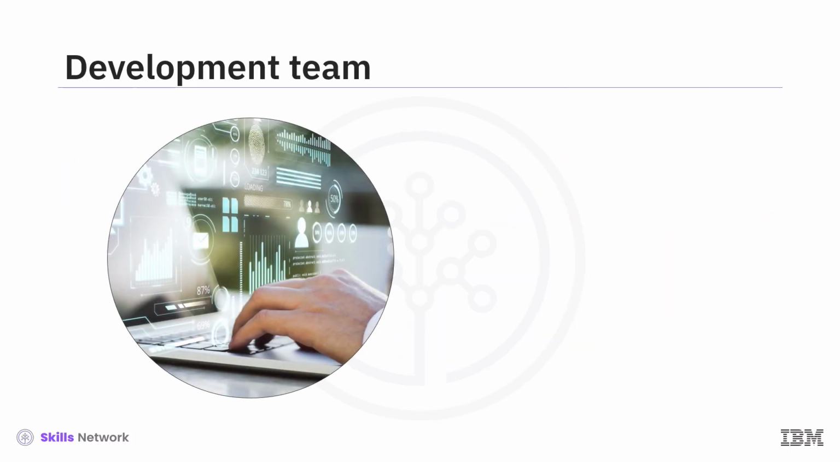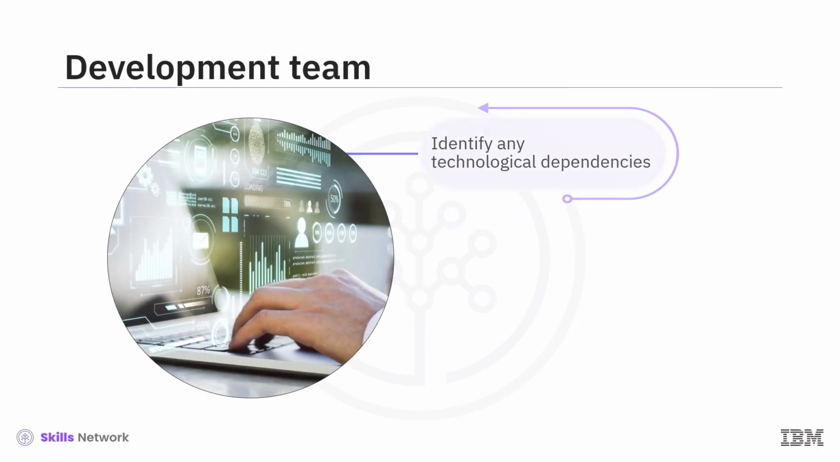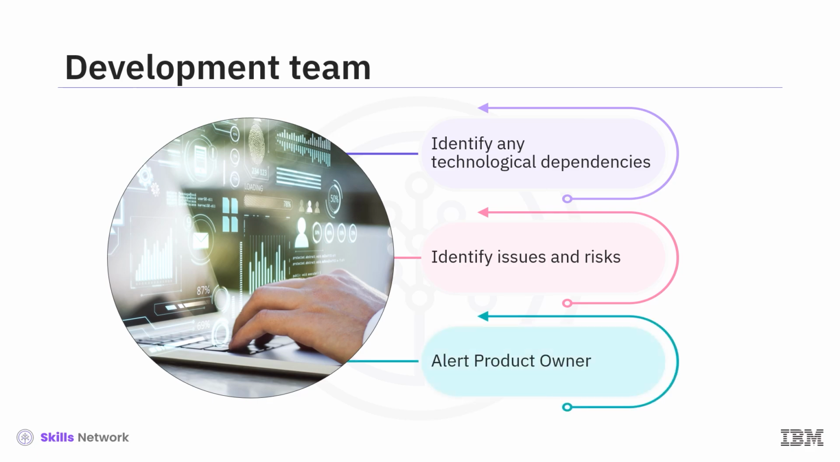The development team's role in working with the product owner is to identify any technological dependencies that might arise throughout the course of the project. They also identify issues and risks as they come up. They alert the product owner if either of these affects the prioritization of the product backlog.